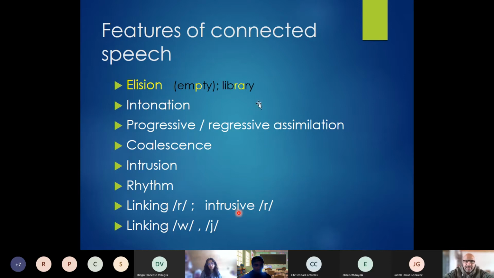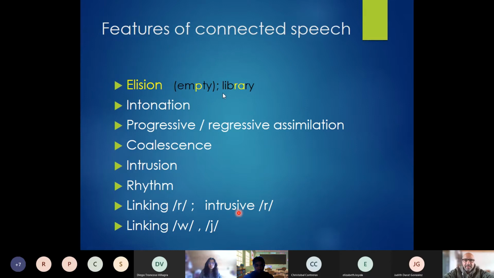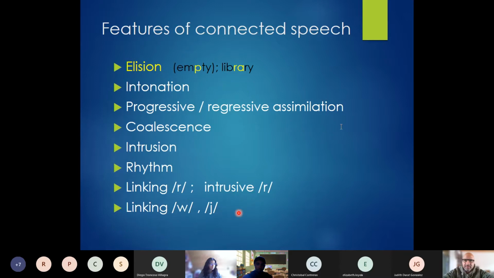I think we can move on to maybe progressive and regressive assimilation, the one that I think Cristobal mentioned. So do you have an example? That's a general question. Does anyone have an example or a definition of progressive and regressive? I get confused in regressive and progressive right now. I think maybe it's when one sound affects the other sound in a word. But it's something that I can't explain.